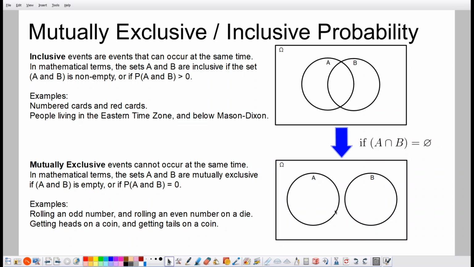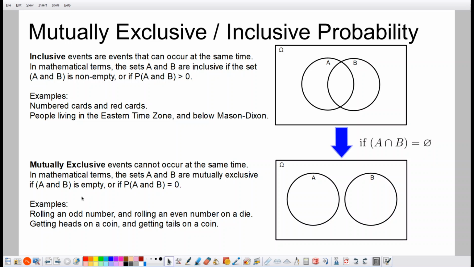Okay? So in mathematical terms, sets A and B are mutually exclusive if the set A and B is empty, or if the probability of A and B occurring is zero. Okay? So, what are some examples of this? If you roll a die, you get an odd number. Well, you can't also roll an even number. So the event rolling an odd number and rolling an even number are mutually exclusive. You can't do those at the same time.